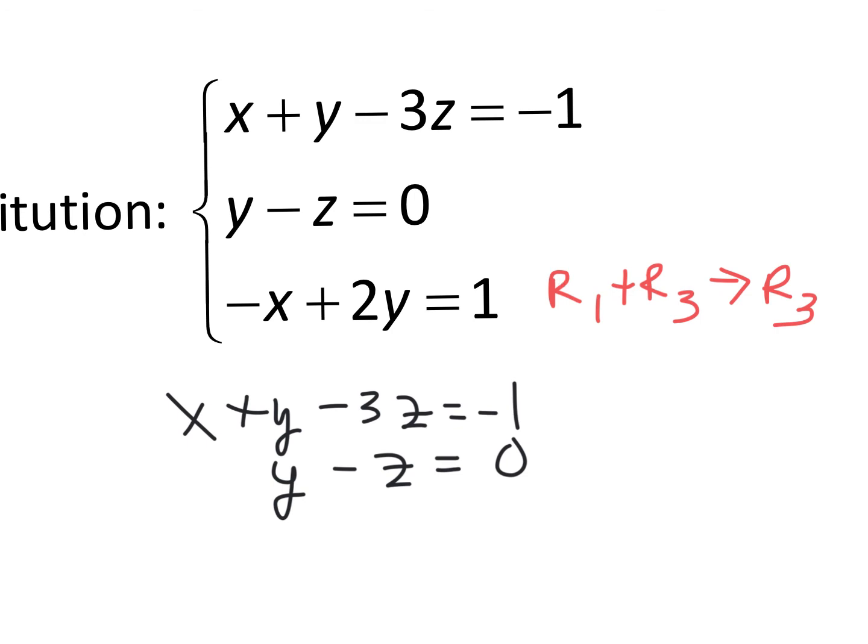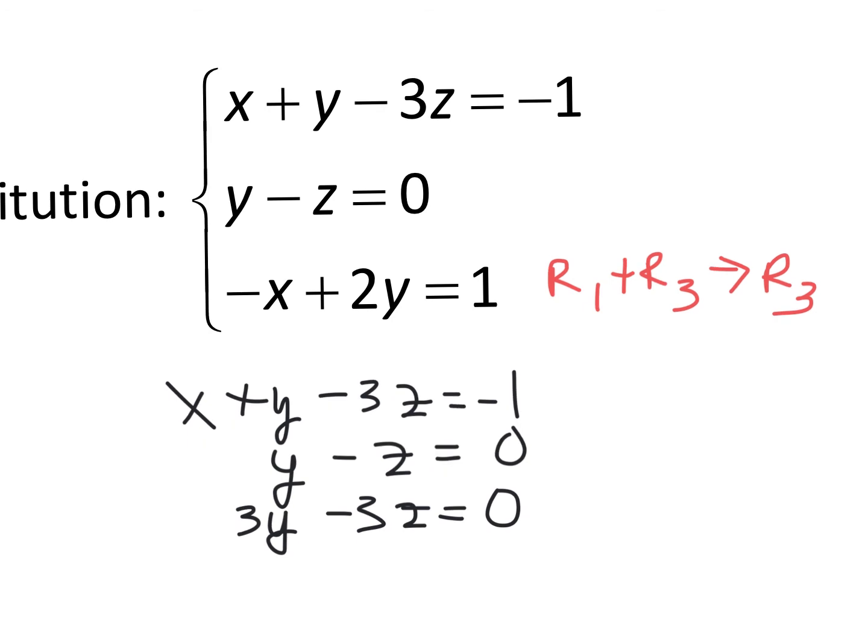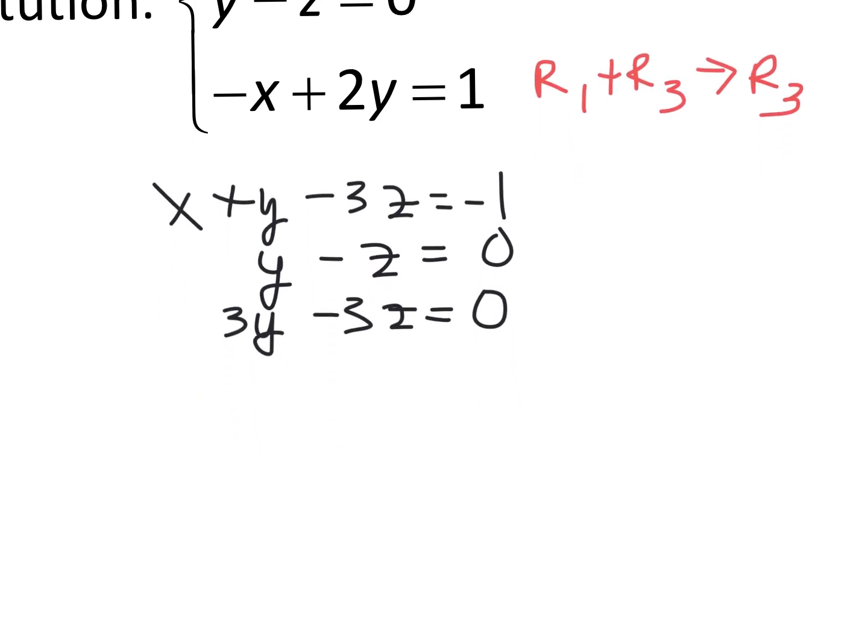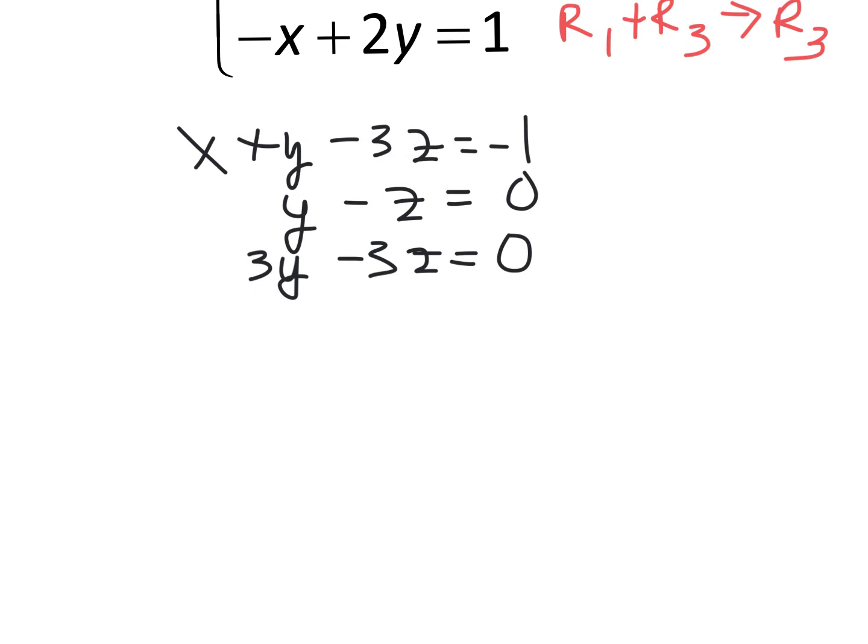So now I'm going to add row 1 and row 3. That gives us 0. Add those together gives us 3y. Negative 3z plus 0 will give us negative 3z. Equals, add the constants gives us 0. Now you may see a pattern there with the y's and z's. It's okay if you don't. Let's go and see. We want to eliminate this y, so I multiply this by negative 3 and add.